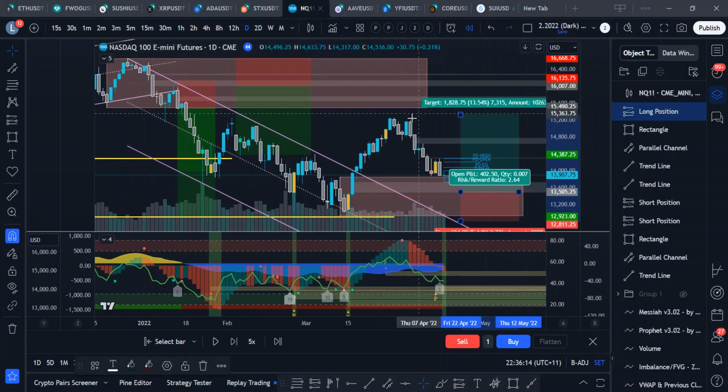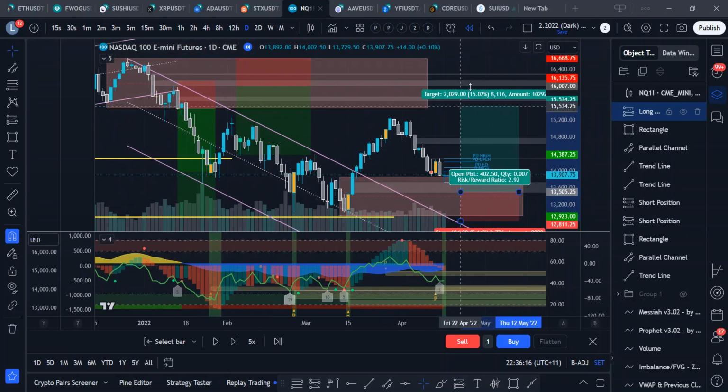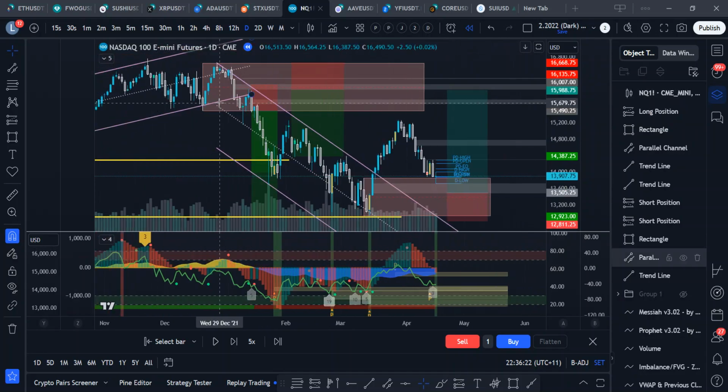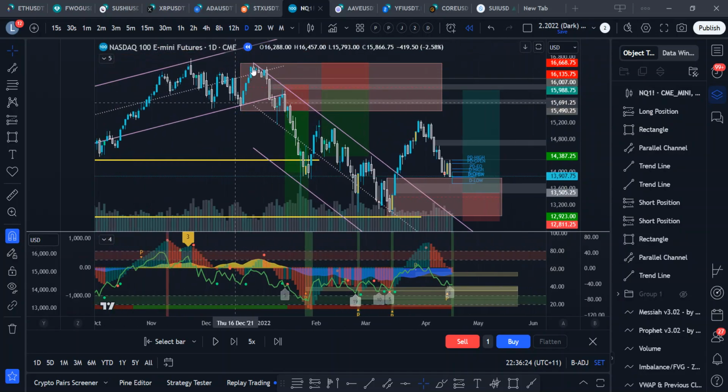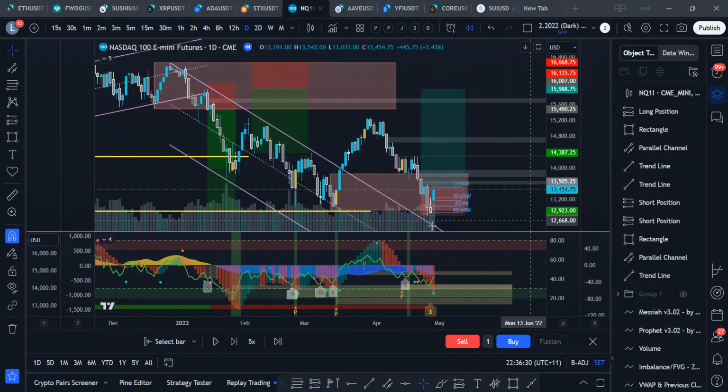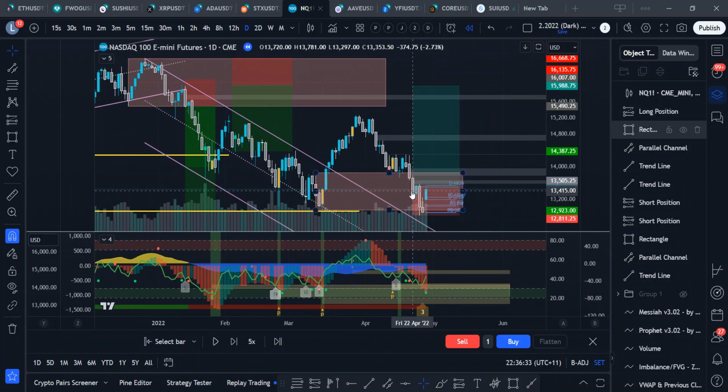I've got a TP here. And I might even try to see if I can go back to this untapped zone, which never got tapped yet. It is a very possible target. So let's see what happens. Oh, okay. So here my price would have entered and we got stopped out almost straight away. So this would have been a negative trade, which is perfectly fine.